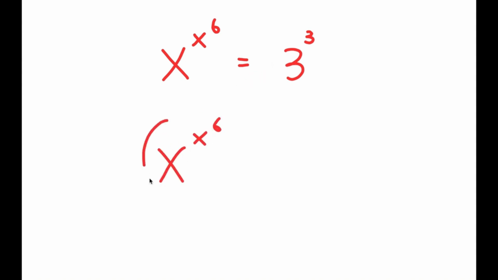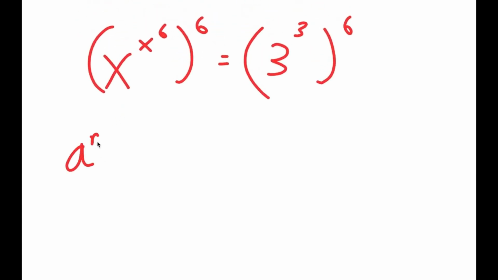Alright, so in this video, I'm solving the equation x to the power of x to the power of 6 is equal to 3 to the power of 3. To solve this, I'm going to first take the power of 6 on both sides. So I get x to the power of x to the power of 6 to the power of 6 is equal to 3 to the power of 3 to the power of 6.